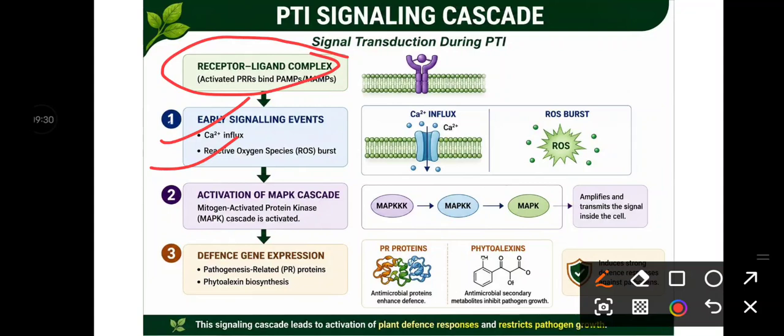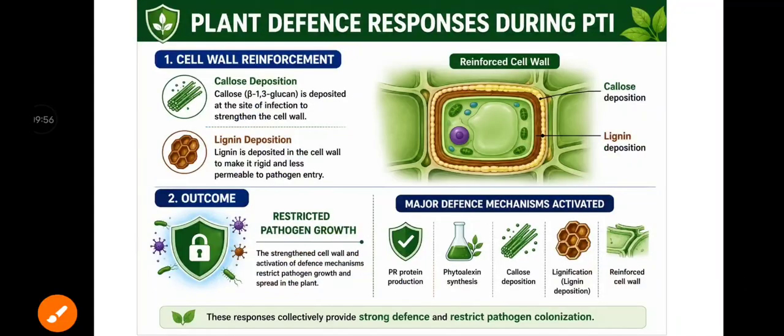So after this, the defense gene expression will be there. Generally, this PR protein expression and phytoalexin biosynthesis will be there. Okay. These are the things that happen after perception, or after receptor-ligand complex formation. Okay.